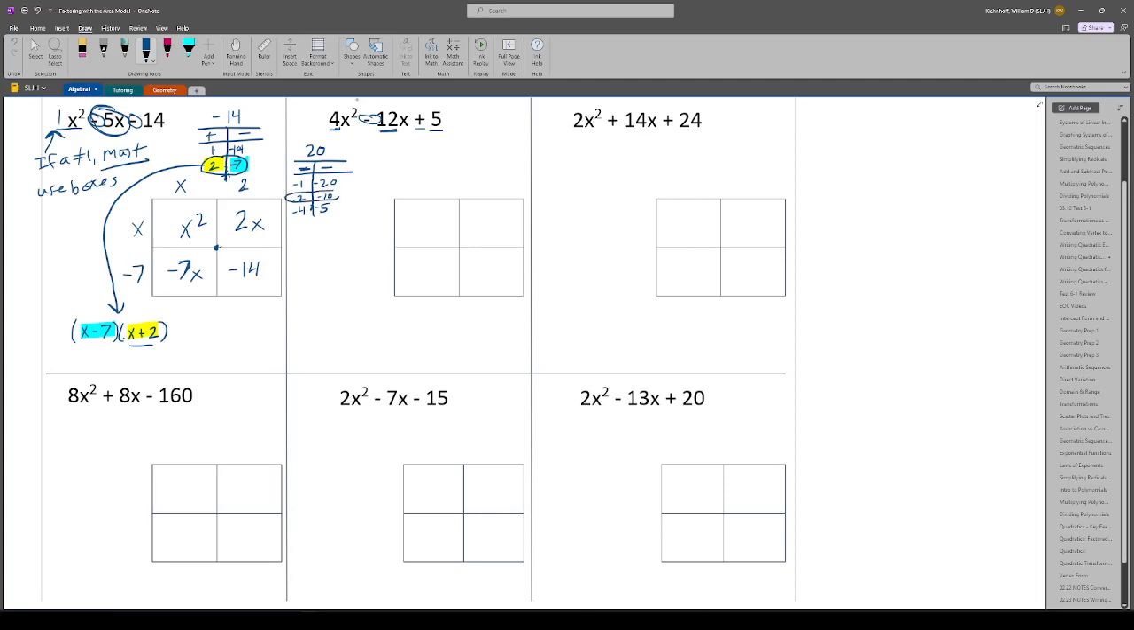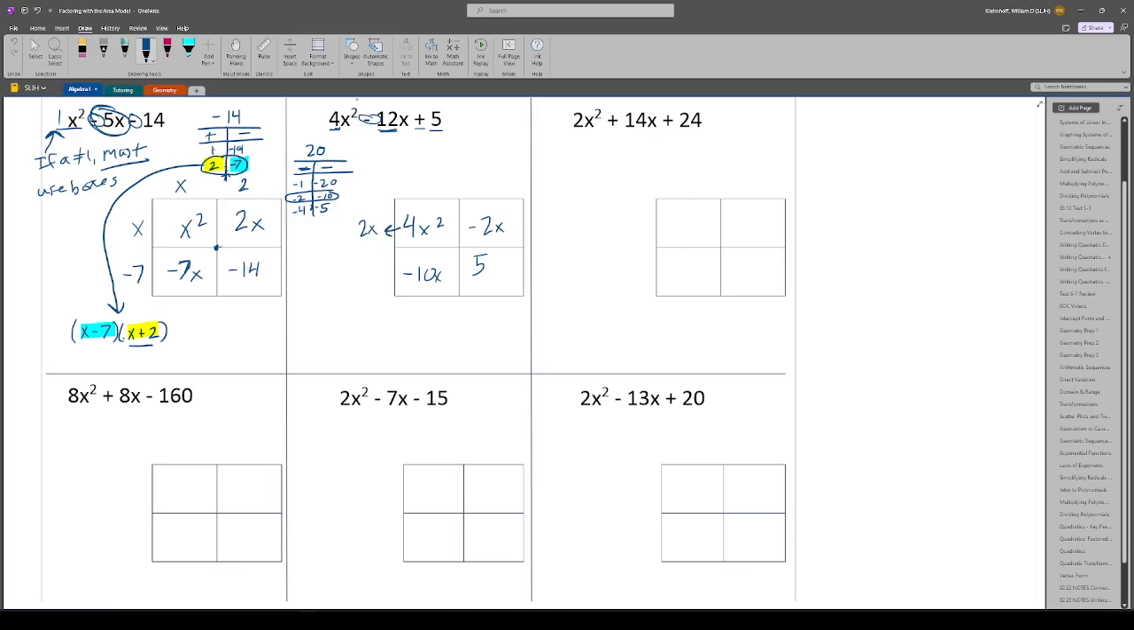Negative 2 and negative 10 make 12 in the middle. So I have minus 2x and minus 10x. I have 4x squared up here and 5 down here. So now I start by looking for my GCF on the top row. 4x squared and negative 2x have a GCF of 2x.